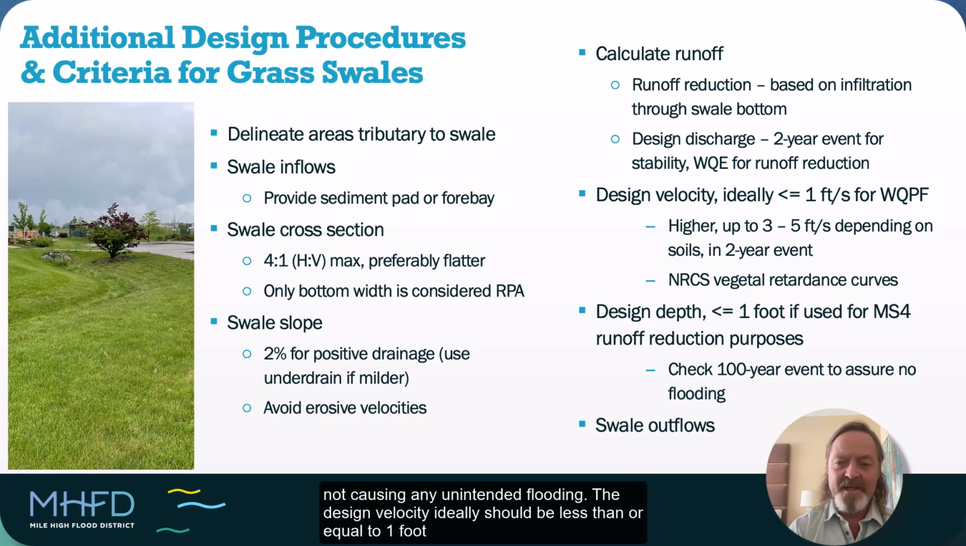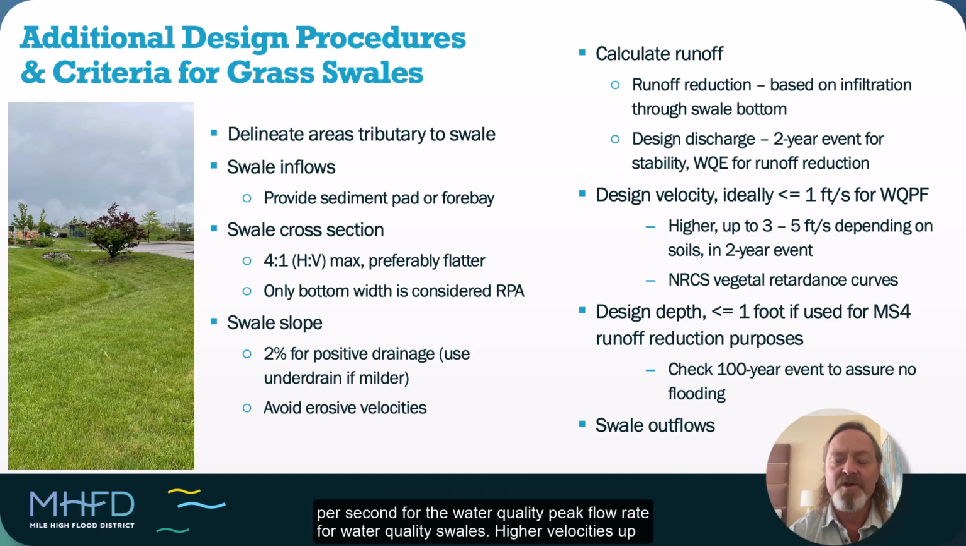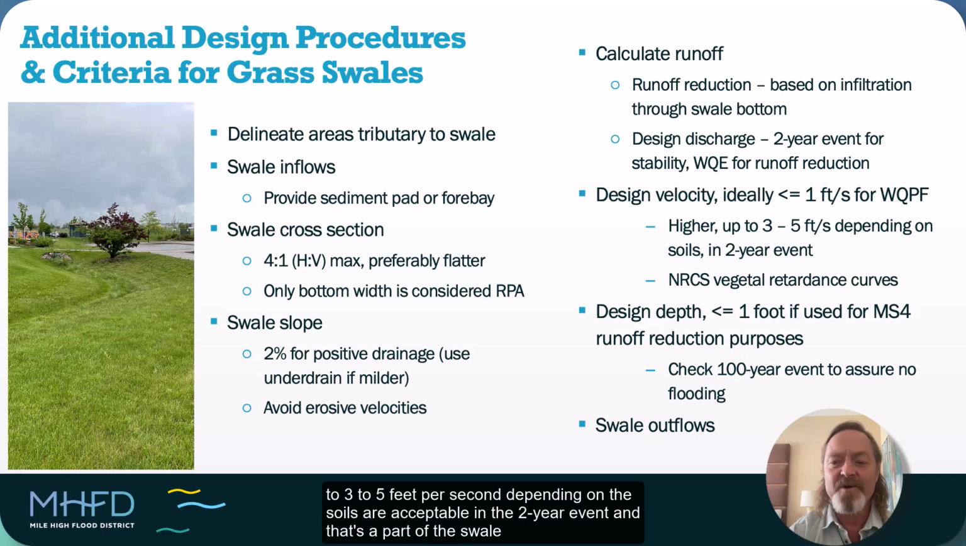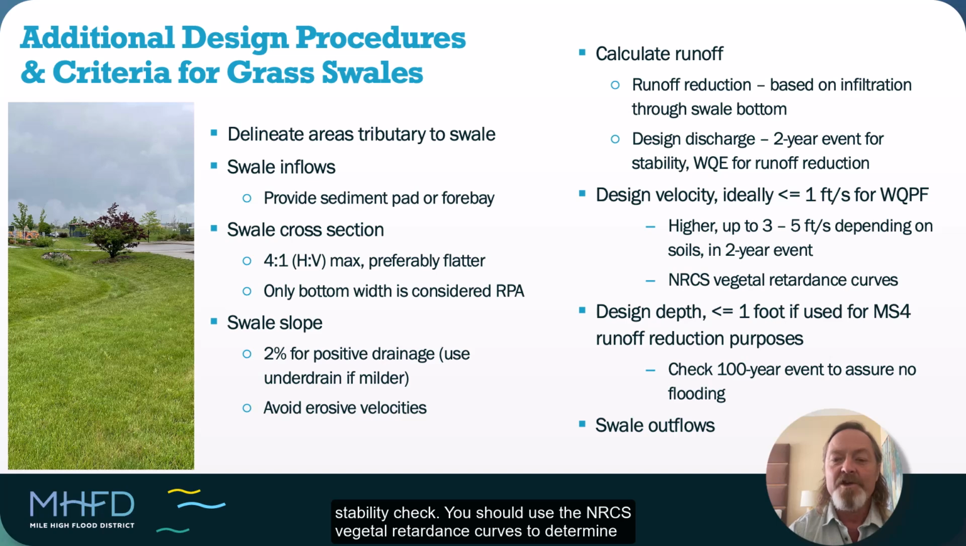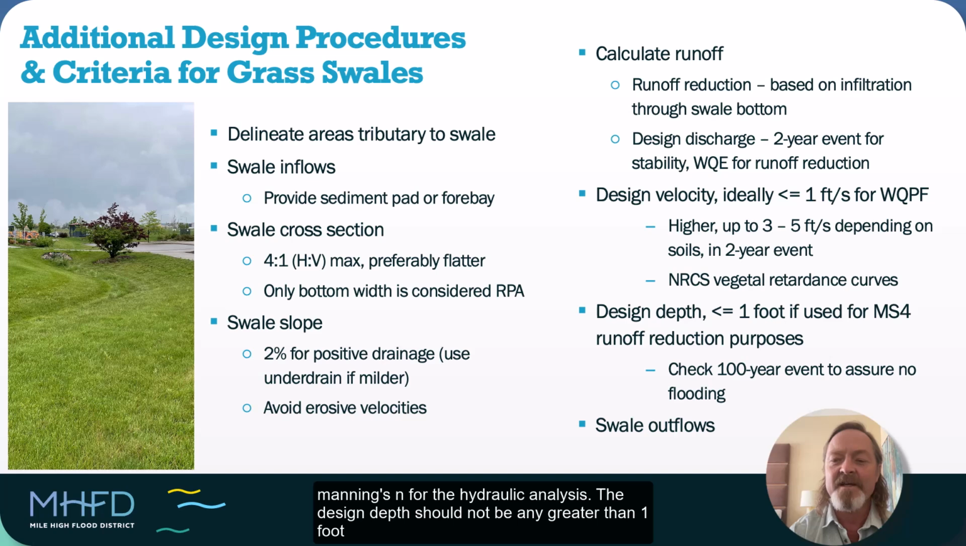The design velocity ideally should be less than or equal to 1 foot per second for the water quality peak flow rate for water quality swales. Higher velocities, up to 3 to 5 feet per second depending on the soils, are acceptable in the 2-year event, and that's a part of the swale stability check. You should use the NRCS vegetal retardance curves to determine Manning's n for the hydraulic analysis. The design depth should not be any greater than 1 foot if you're using the swale for MS4 runoff reduction purposes, and that would apply to the water quality event.